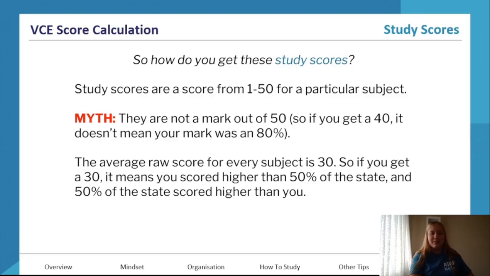Similarly as with the ATAR, you're just ranked on a scale once again. And you're ranked on a scale depending on how other students did in Victoria. So the average raw score for every or most subjects is 30, exactly 30 out of 50. So if you get a 30, that would mean that you scored higher than 50% of the state, and that 50% of the state scored higher than you as well. So we're right on that average mark.